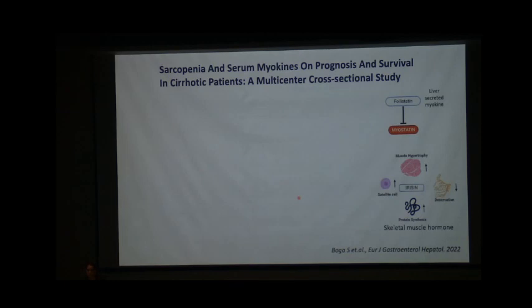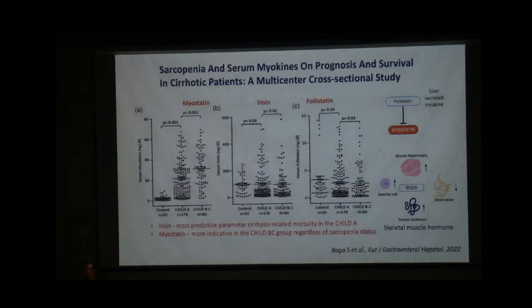Next, they also looked at other myokines such as follistatin and irisin. Both follistatin and irisin are involved in myostatin inhibition. They are involved in satellite cell proliferation and increased protein synthesis. So when we go from control to Child A to Child B and C, the myostatin level increases with the severity, while irisin decreases and follistatin decreases.